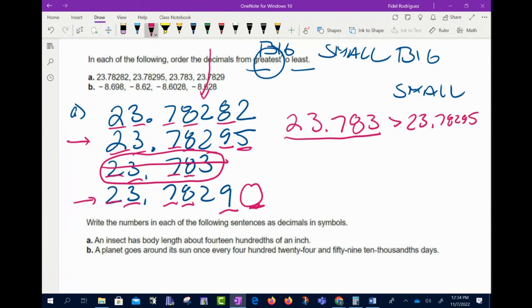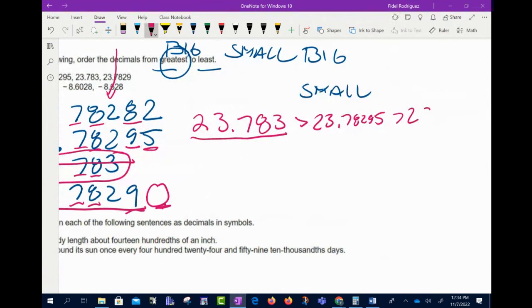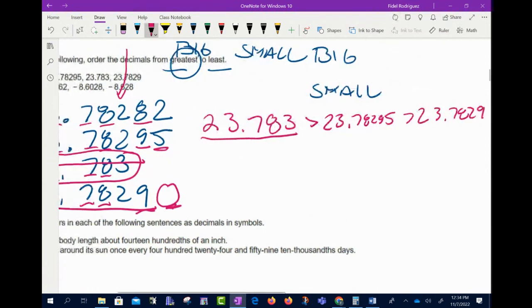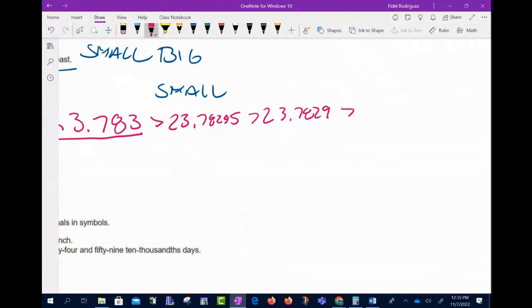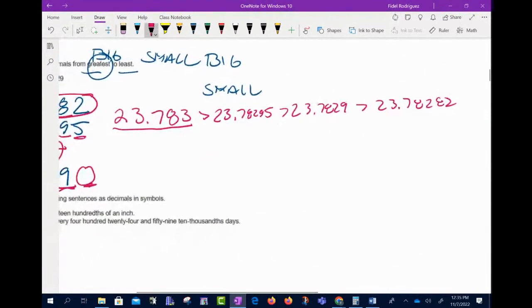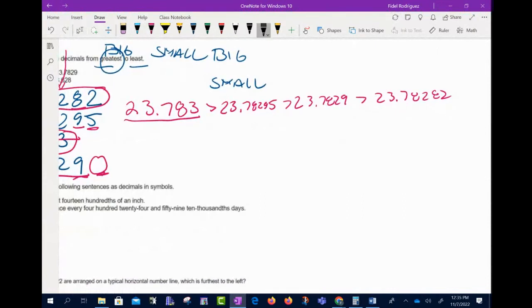So then right here, y'all, I would put 23.78295, okay? And then this would be the next one, 23.7829. And then the last one would be the first one that was in our list, 23.78282. Okay. And y'all, the reason I'm running it this way is in your homework, they have these little bigger signs, little greater than signs. And so this is the biggest, this is the next one, the next one, the next one, okay?